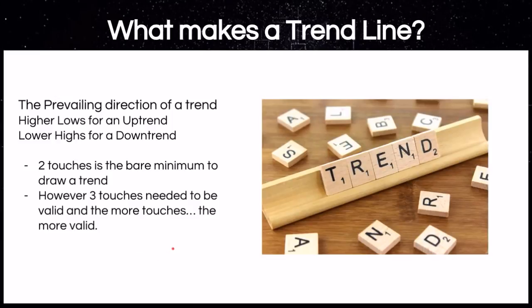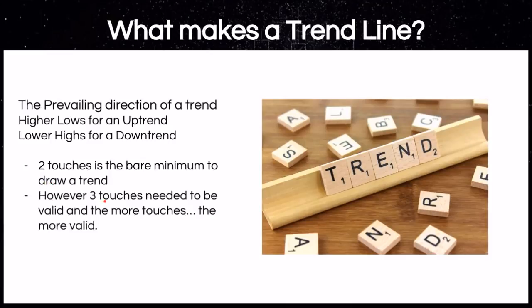So what makes a trend line? The prevailing direction of a trend is composed of either higher lows on an uptrend or lower highs on a downtrend. Seems like a pretty fundamental basic concept. We'll look at some examples of that. But in terms of the trend line, you obviously need at least 2 points to be able to draw a trend line. But that's not enough in terms of having a valid trend line.